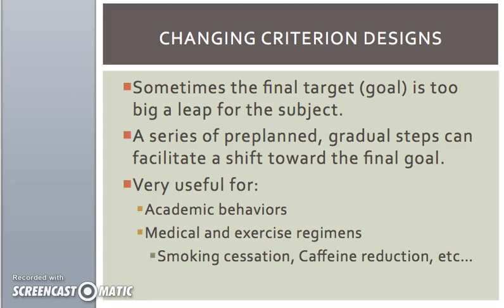So sometimes it's better to employ a series of pre-planned gradual steps that will facilitate a gradual shift toward that final goal. It's really useful for academic behaviors. In fact, that sort of spiral curriculum stepping up process is typical of many academic instructional methods. Medical regimens, exercise regimens where you gradually build up to the final goal. Things like quitting smoking or reducing your caffeine are good examples.